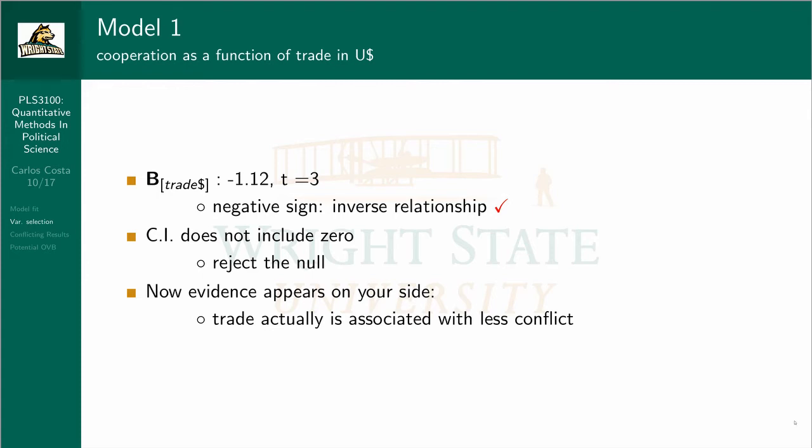The more you trade, the less conflict you have. The confidence interval does not include 0. So now you have evidence that the relationship is actually real. Trade does reduce conflict.